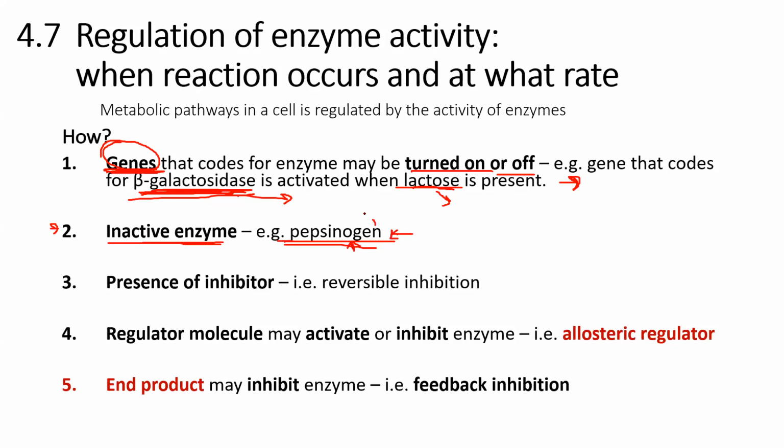This enzyme is produced by cells in the stomach. Your stomach will produce pepsinogen. Your stomach also produces hydrochloric acid. In order to activate the pepsinogen, the hydrochloric acid will activate the pepsinogen to become pepsin. So pepsin originates from pepsinogen.